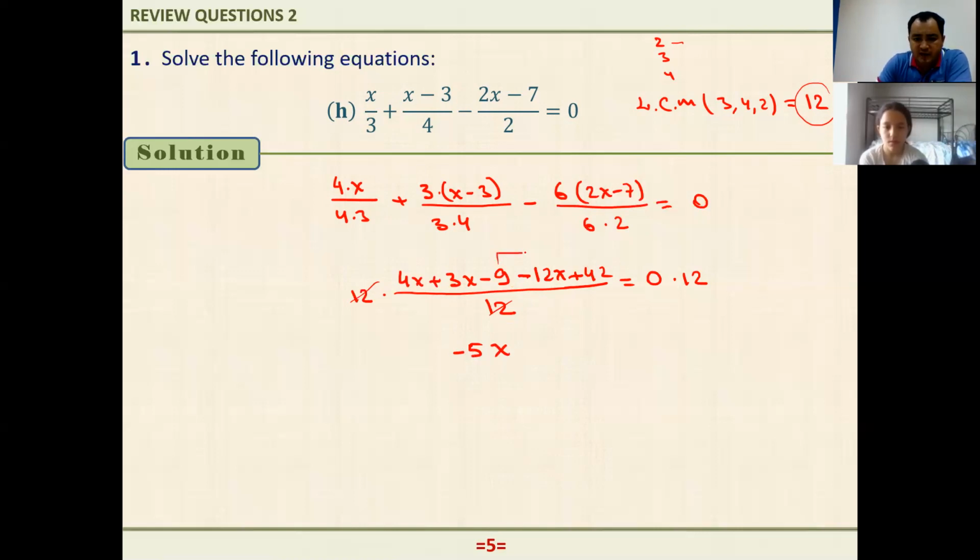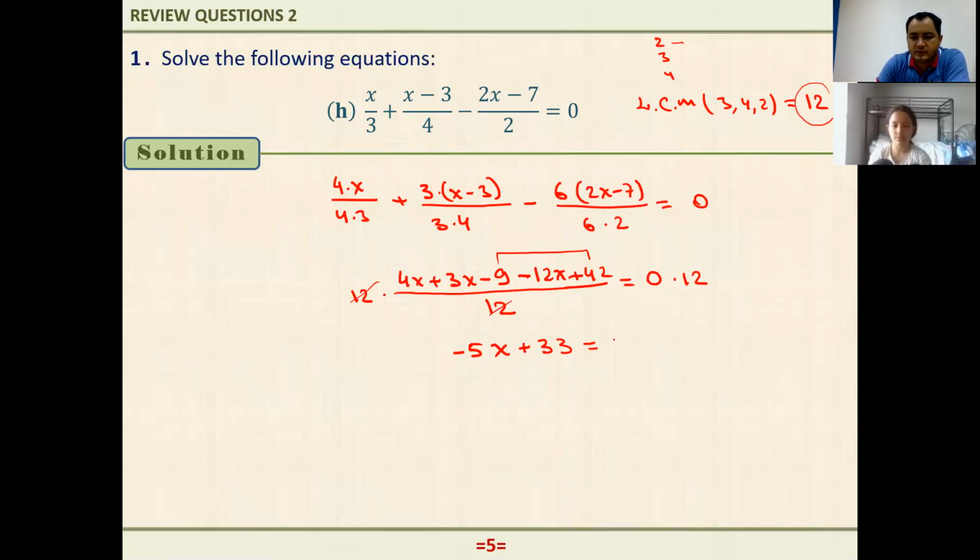How about negative 9 plus 42? That is 33. Negative 9 plus 42: the signs are opposite, right? So we have to subtract. This one is the bigger number, so it will be plus. 42 minus 9 is 33. On the right hand side, 0 times 12 is 0.